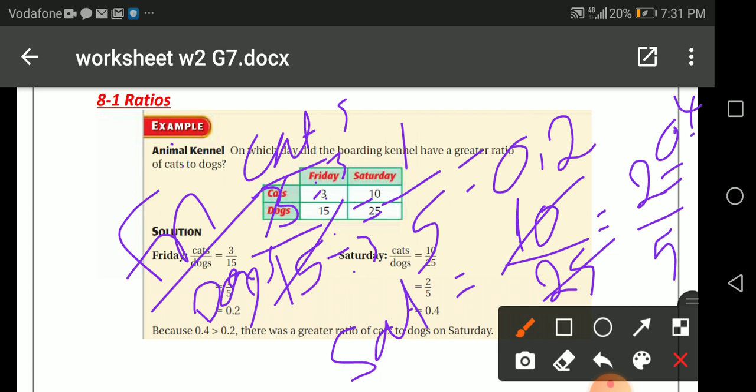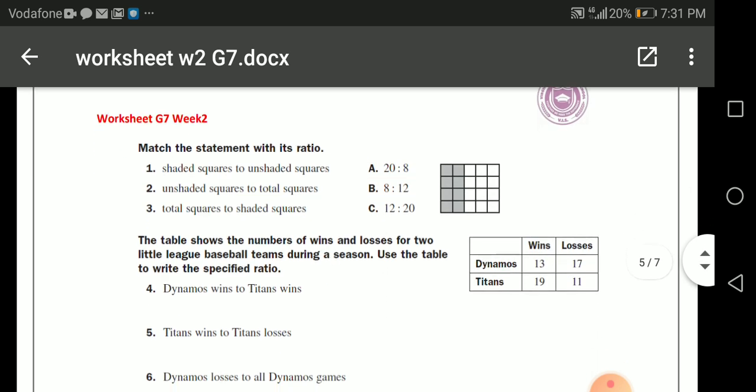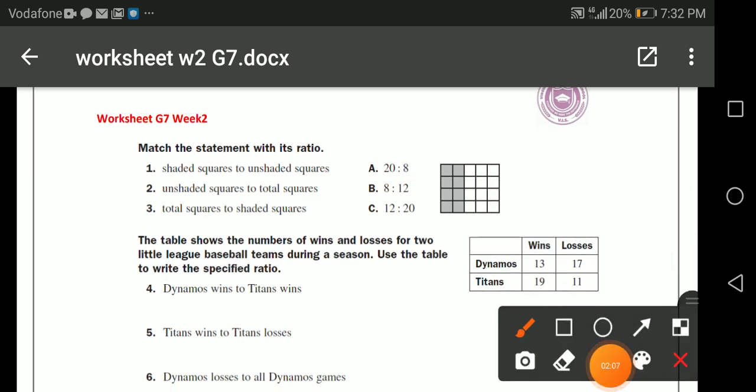And he asks me here, on which day did the boarding kennel have the greater ratio? What do you think? This is 0.4 and this is 0.2. So I think on Saturdays, right? And very easy one. Here he gives me another kind of question. Let's solve some with each other now.